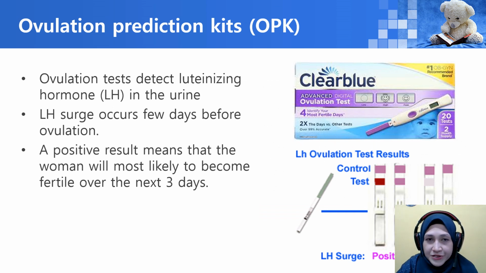So for the ovulation prediction kit, it's not using any temperature, but it uses urine. So it's like a pregnancy test kit. It also uses urine, so the woman can check for the luteinizing hormone in the urine, so LH hormone. So the LH surge occurs a few days before ovulation. So if the result is positive, the woman is most likely to become fertile over the next 3 days, so they can plan for intercourse.